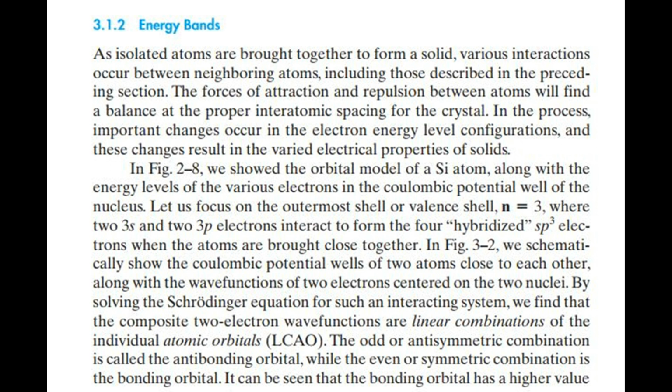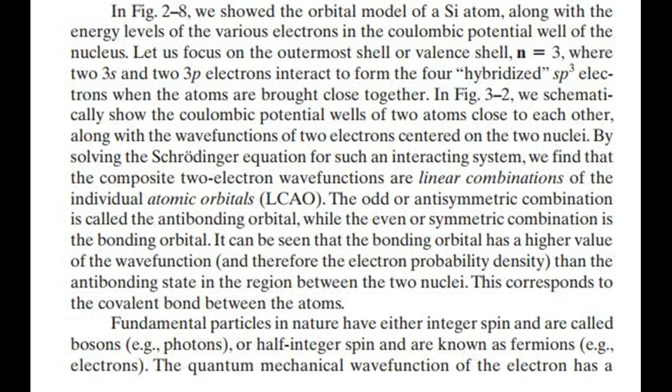The odd or anti-symmetric combination is called the antibonding orbital, while the even or symmetric combination is the bonding orbital. It can be seen that the bonding orbital has a higher value of the wave function, and therefore the electron probability density, than the antibonding state in the region between the 2 nuclei. This corresponds to the covalent bond between the atoms.